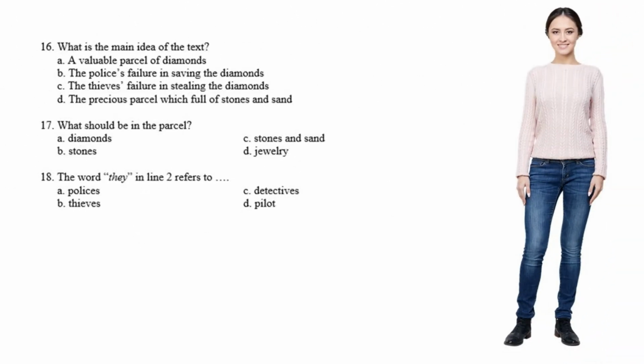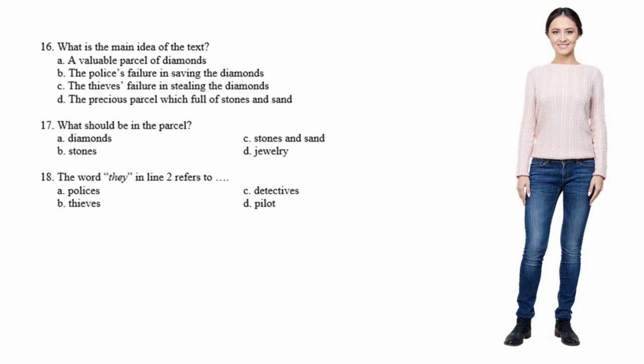16. What is the main idea of the text? A. A valuable parcel of diamonds. B. The police's failure in saving the diamonds. C. The thief's failure in stealing the diamonds. D. The precious parcel which is full of stones and sand.